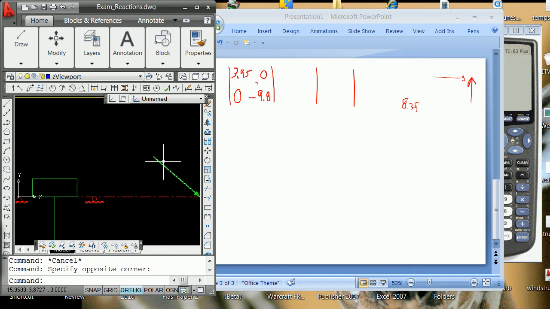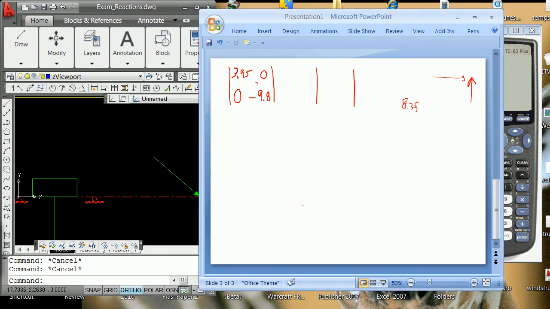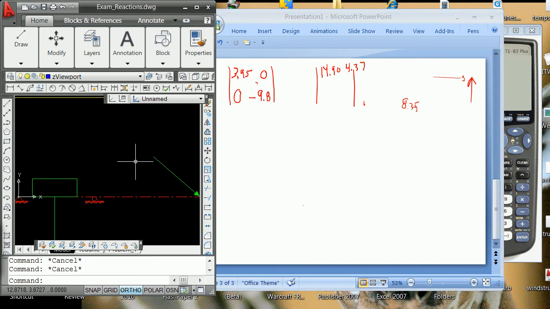And in this case, many of you are sliding. That's a better visual, but I'm not even going to do that. I'm going to take my mouse over the top there. It is 14.90 and 4.37. So I can write this one here: 14.90, 4.37. Again, sometimes it's hard.